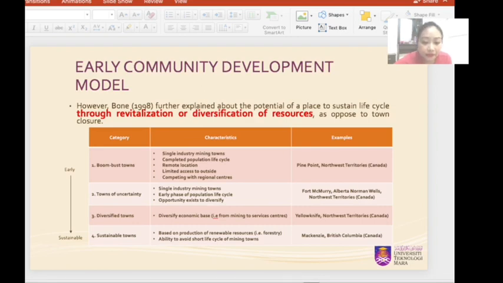And then the fourth one, which is the sustainable towns. The characteristics for sustainable towns are based on production of renewable resources, for example, forestry, and it has the ability to avoid the short life cycle of mining towns, for example, Mackenzie, British Columbia in Canada.